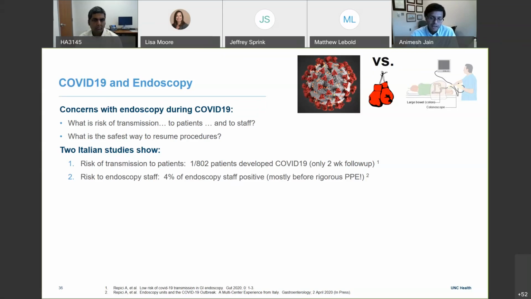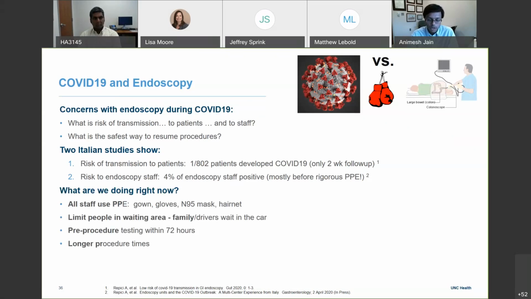The risk to staff, similar story, appears to be relatively safe. 4% of endoscopy staff reported being positive for COVID-19. However, we have to take that with a grain of salt. Most of those cases happened before they had good access to PPE, and the rate of staff positivity was very, very low after they had good supplies of PPE. Also, many of their endoscopy staff were deployed to the ICU, ER, and other units to help with emergency disaster triage care. So next point, please.